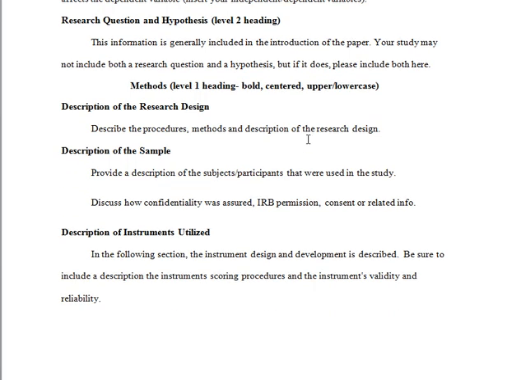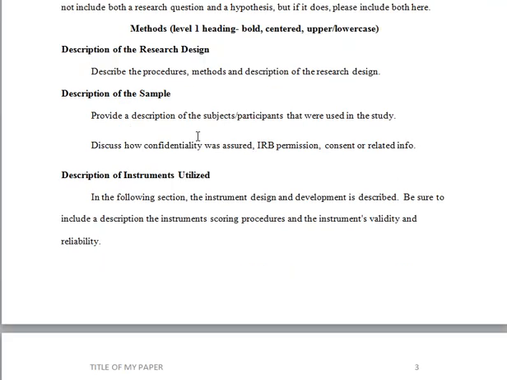From there, you go into methods, the description of the research design. The research design is, for example, is it quasi-experimental? Is it a control group, pre-test, post-test design? What is the actual design? And then you talk about how it was conducted. One group did this, the other group did this, the participants did this. You describe that entire process. Description of the sample is actually where you talk about the participants, and you should talk about who they were, where they were from, the age, how many, was parental consent given, all that information about the actual sample.